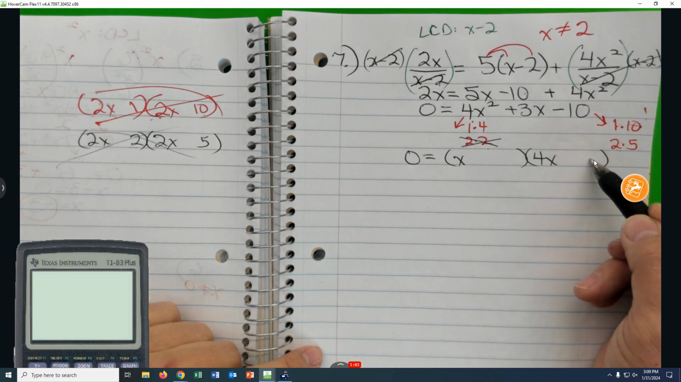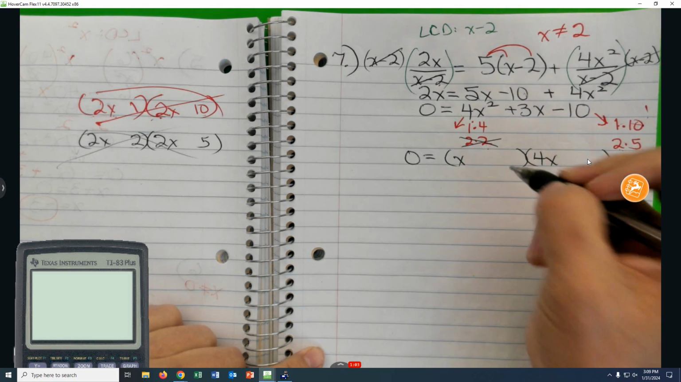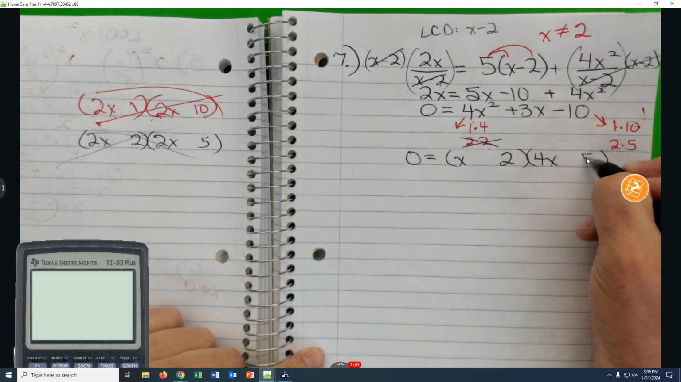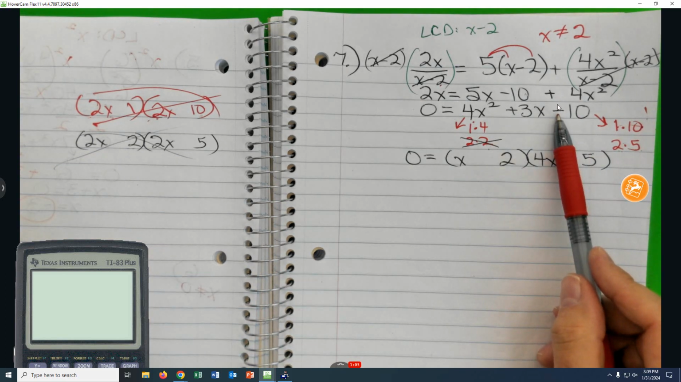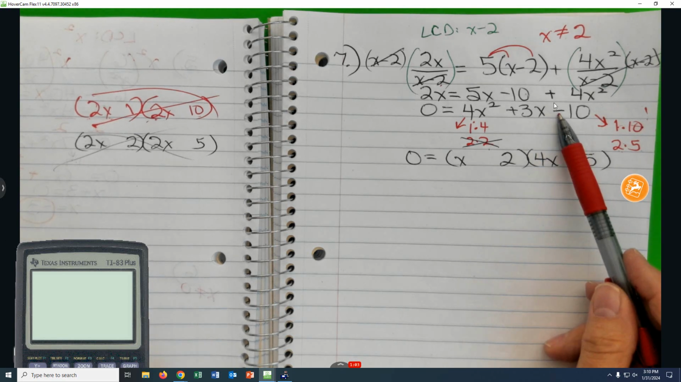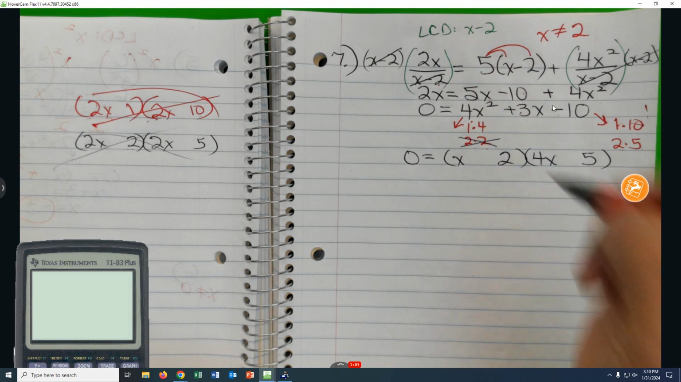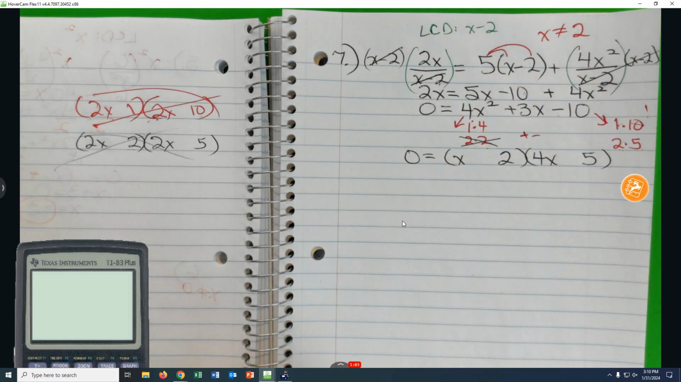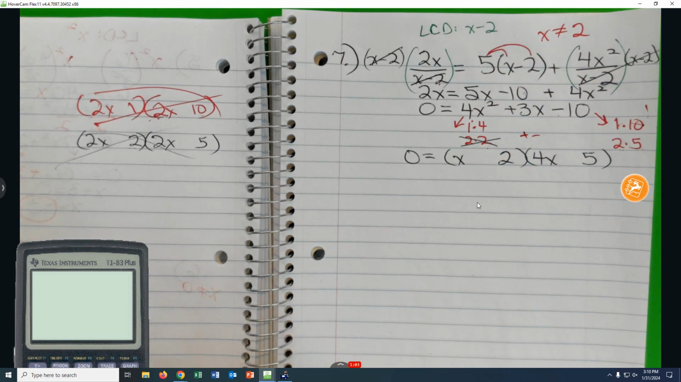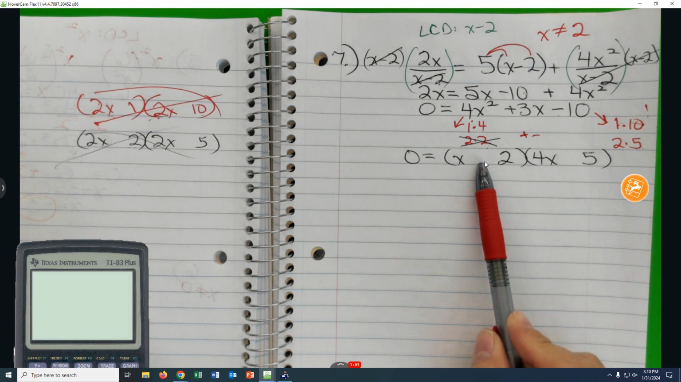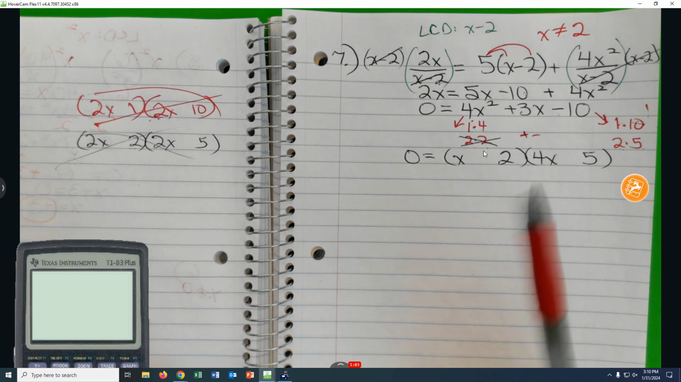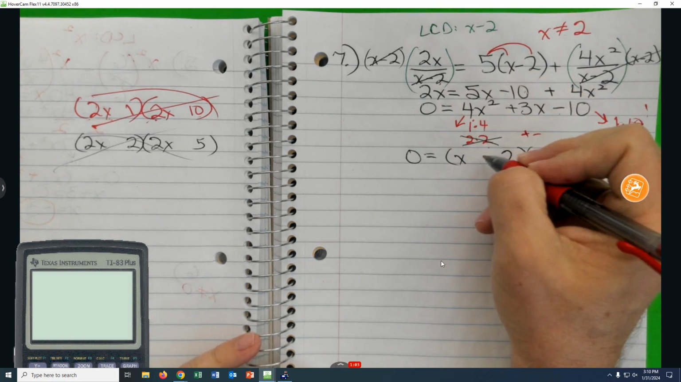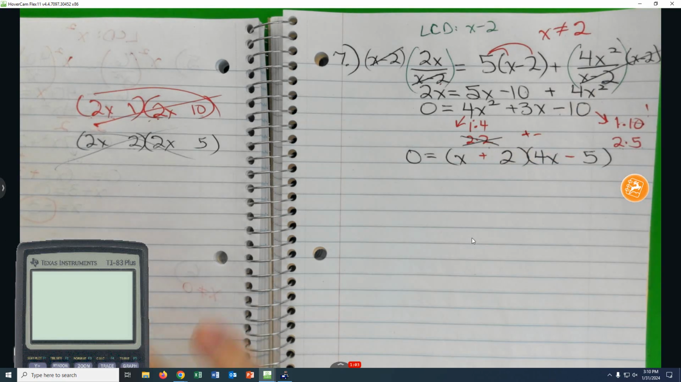Can I put the 2 here? No. I have to put the 2 here and the 5 here. And what do we say about the signs? I don't think we said it. You're right, I don't think we did. Okay. That last sign's a minus, so we're going to have a plus and a minus. They'll be different. Play it out in your head. What should go right there between the x and the 2 to get a plus 3x? A plus, I agree. A plus there, which means a minus there.